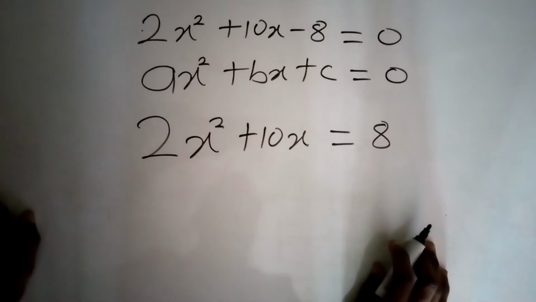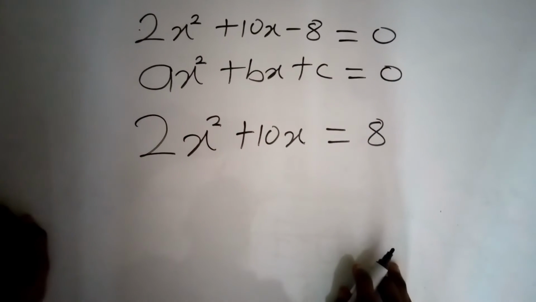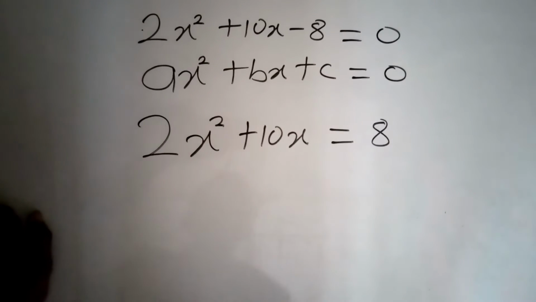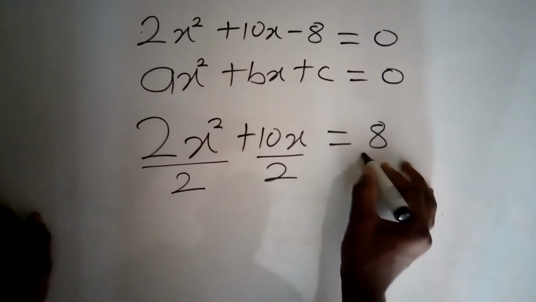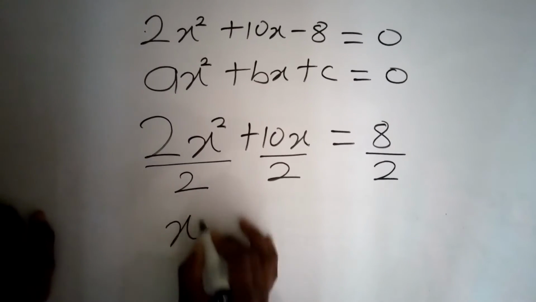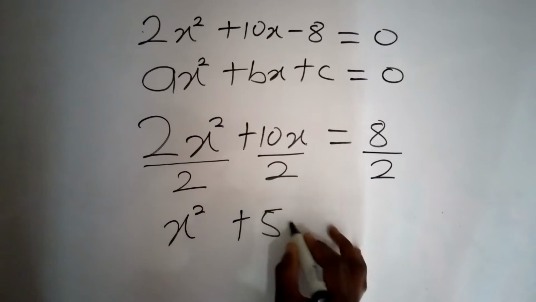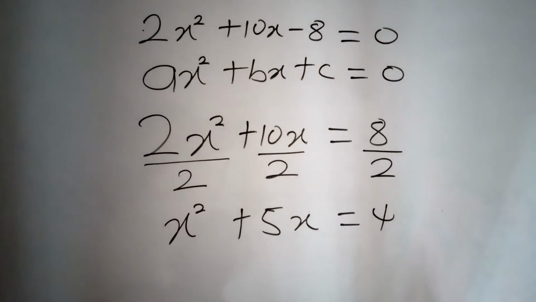Very good. Our next thing is to keep the coefficient of x squared as 1. How do we get that? By dividing each and every term by 2. That is divided by 2, divided by 2, and divided by 2. This then gives us x squared plus 5x equal to 4. Very good.